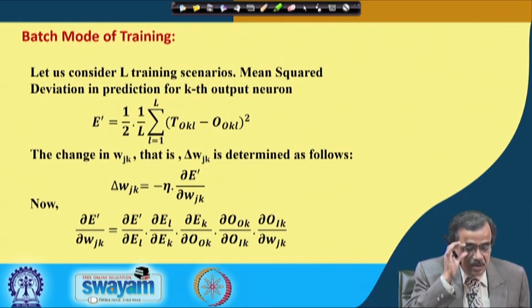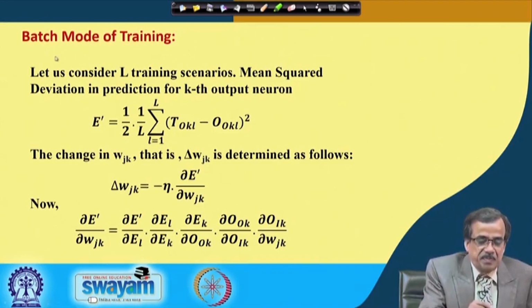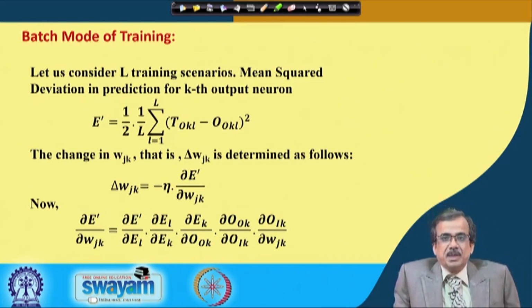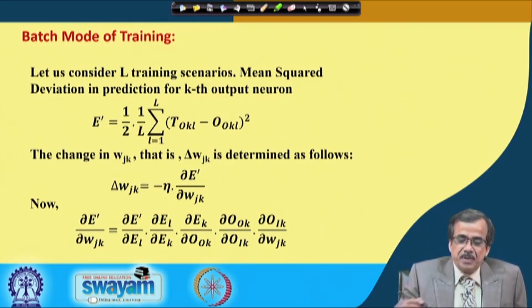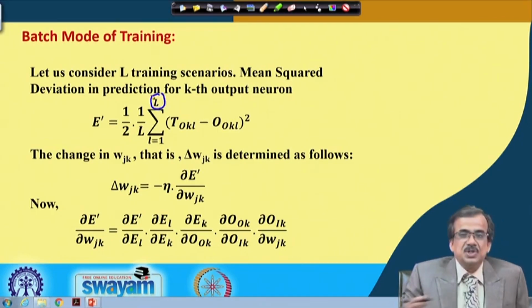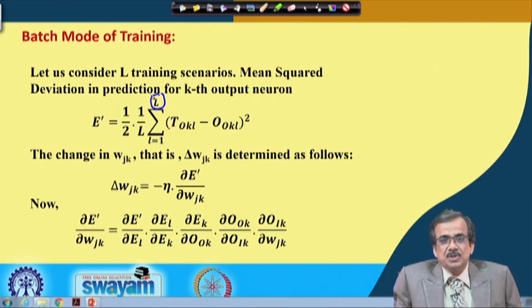Now, I am just going to discuss the batch mode of training. The principle I have already discussed: supposing that I have a large number of training scenarios, say capital L number of training scenarios, what I do is pass all the training scenarios one after another and find out the error corresponding to each of the training scenarios.